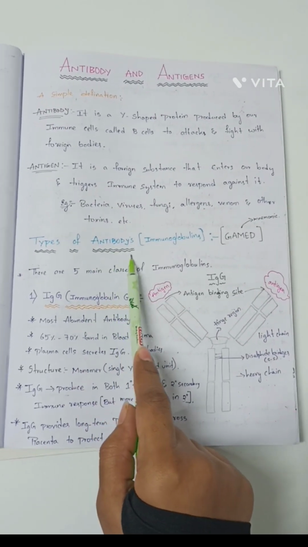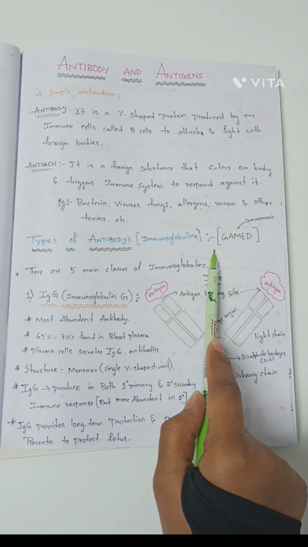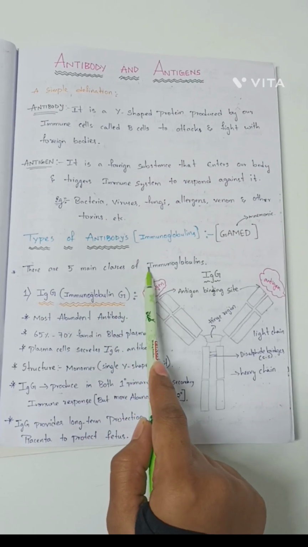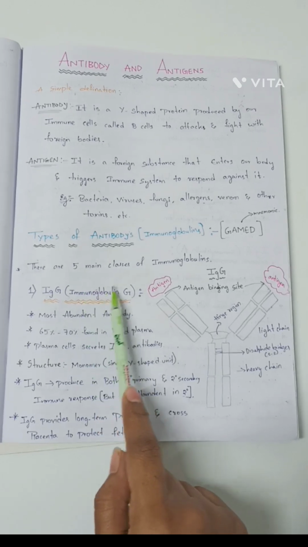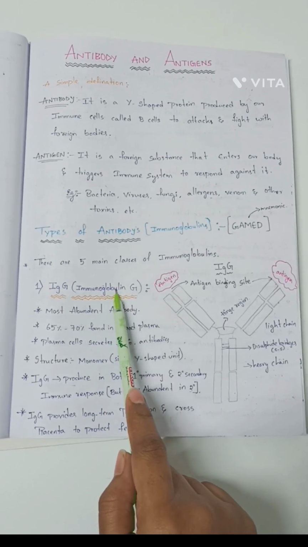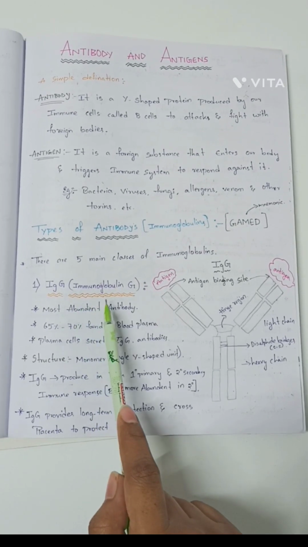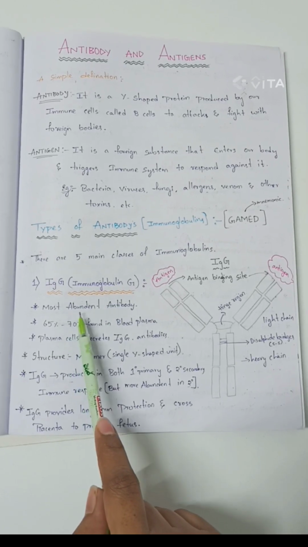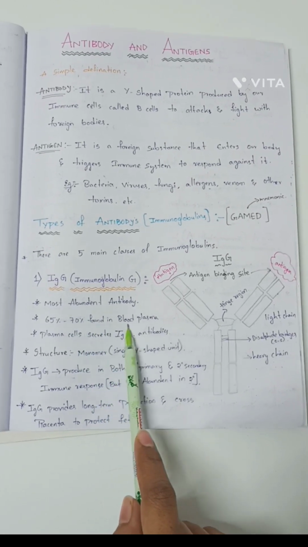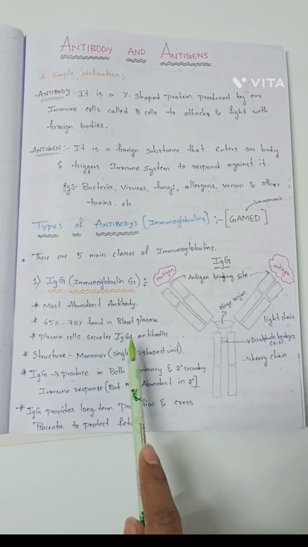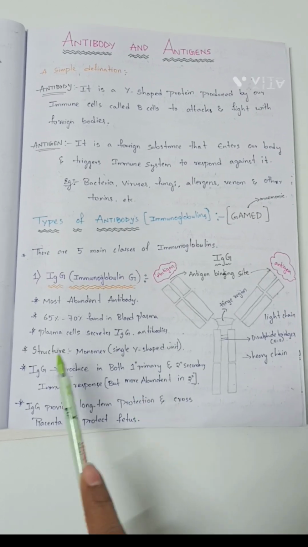Types of antibodies. Antibodies are also called immunoglobulins. There are 5 main classes of immunoglobulins. The first one is IgG, immunoglobulin G. It is the most abundant antibody, 65% to 70% found in blood plasma. Plasma cells secrete IgG antibodies.